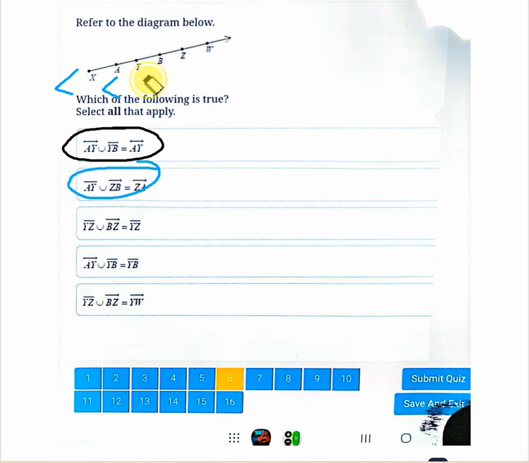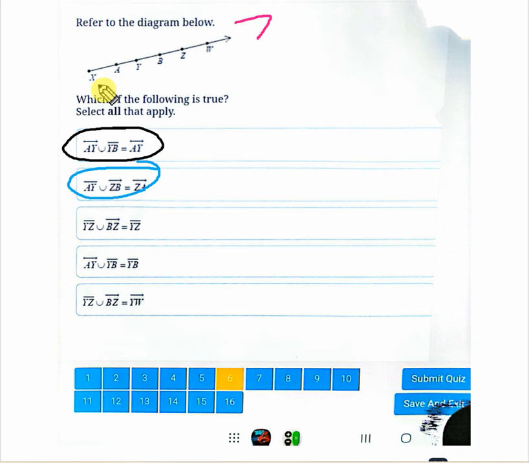Let's go to the next one. Let's continue. YZ. YZ is what? It's this segment. And then there is BZ. BZ is B and then Z in this direction. What is that? YZ segment. Nope. That's not going to be union because they're only saying this segment. That's incorrect.